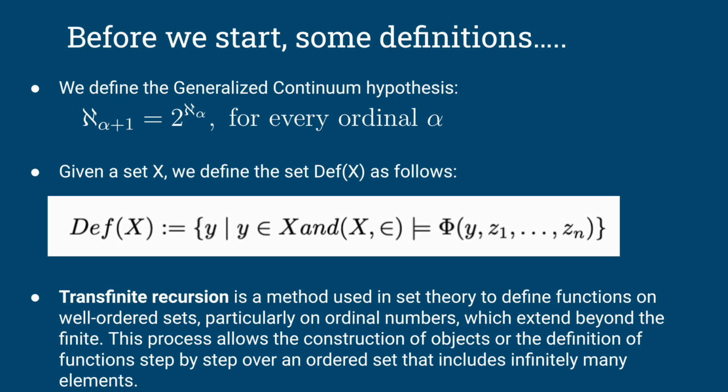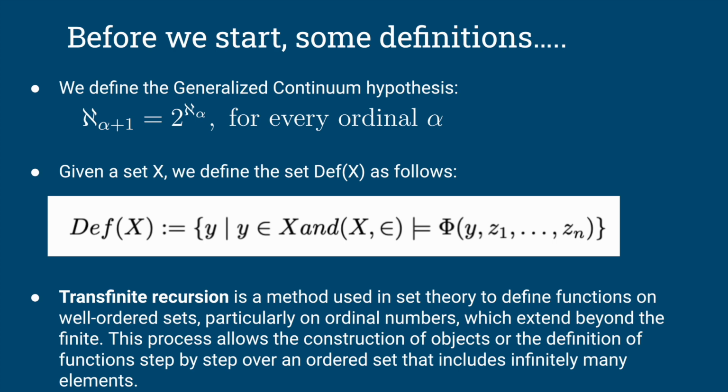Okay, so next definition. Given a set X, we define the set Def(X) as follows, and we can see the definition on screen. The notation Def(X) refers to the definable elements of a set X. Specifically, it's the set of elements y in X that satisfy a certain property, where this property is described by a first order formula, which we call phi. A first order formula is an expression in first order logic, which is the type of logic that uses quantifiers that range over individual elements rather than sets or functions. This includes variables, logical connectives like and, or, not, quantifiers like for all and there exists, and binary relations such as belongs to a set.